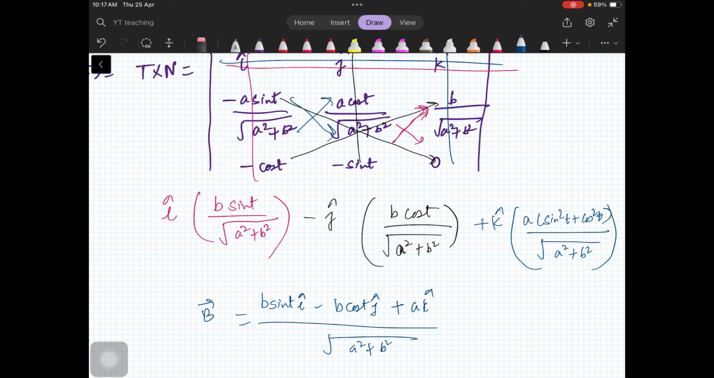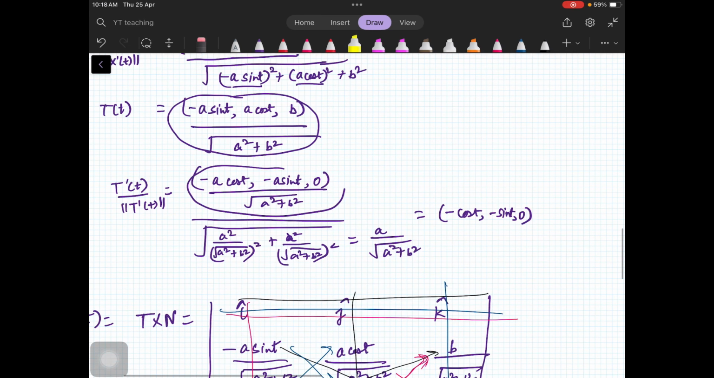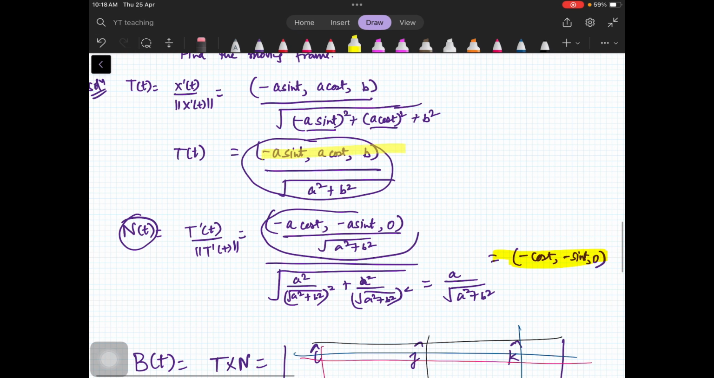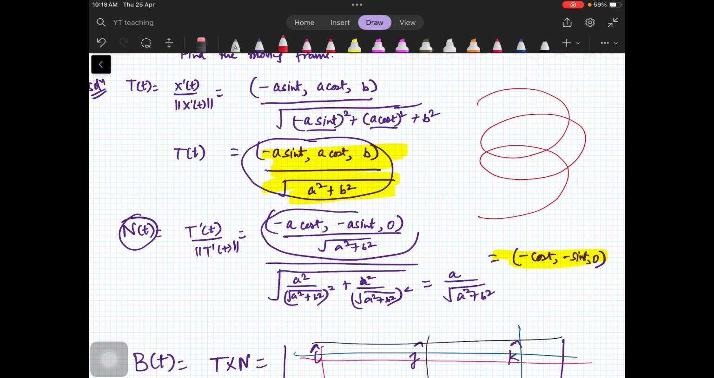So you understand? You have these three vectors: this B vector, this N vector, and this T vector. As your helix is moving, at any point, this frame is moving along the helix. So what is the usefulness of this frame? We'll be doing it in the next coming videos.